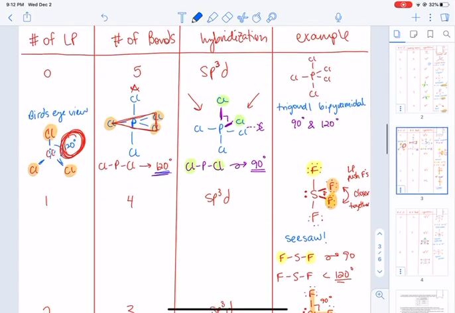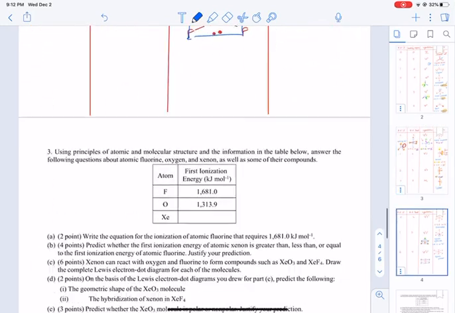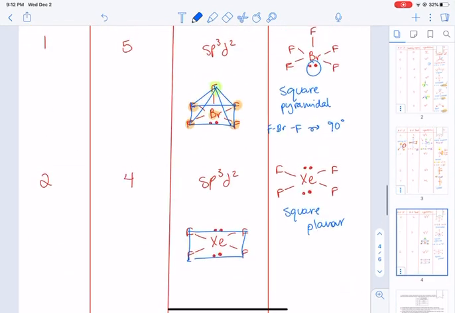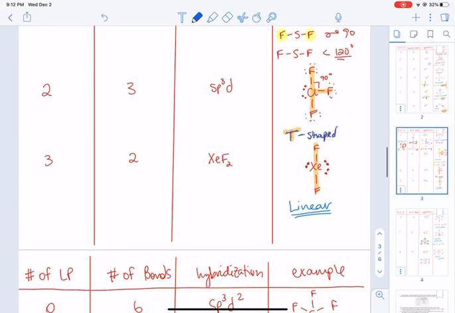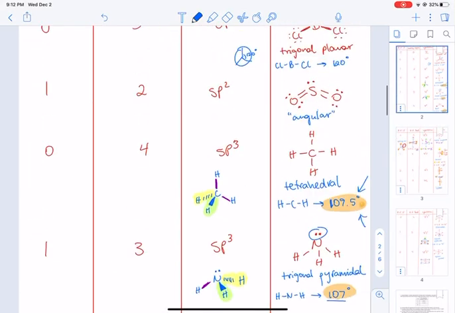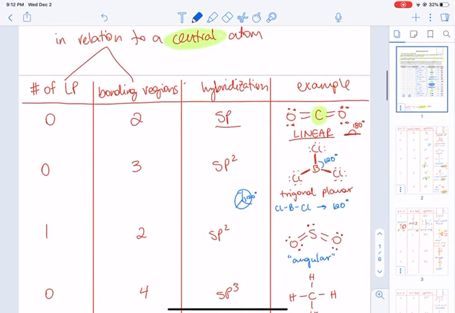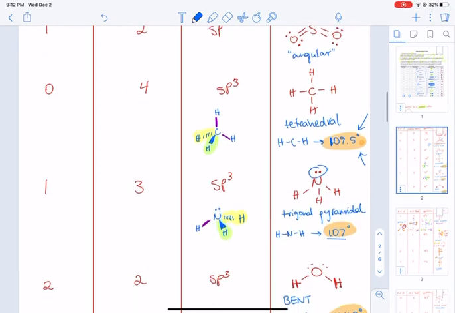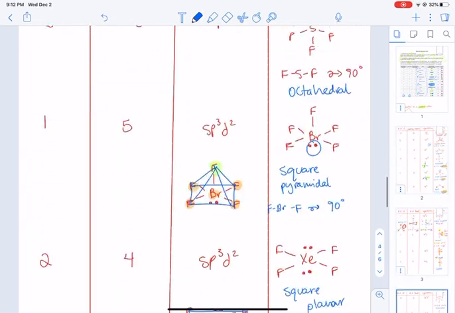Okay, so hopefully that helps us get started on our journey with molecular geometries. Really, all you need to do is figure out how many lone pairs and how many regions, and then apply that to whatever geometry it is.